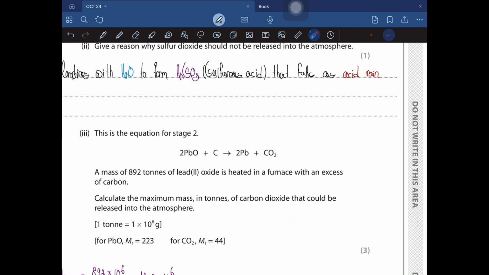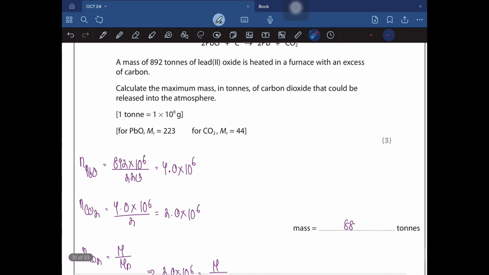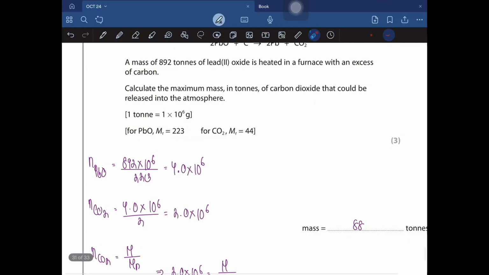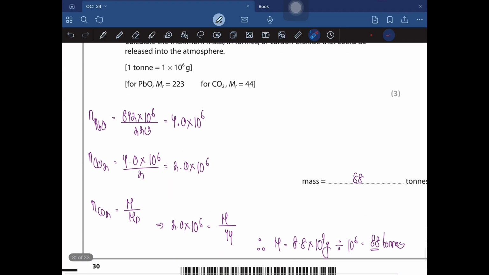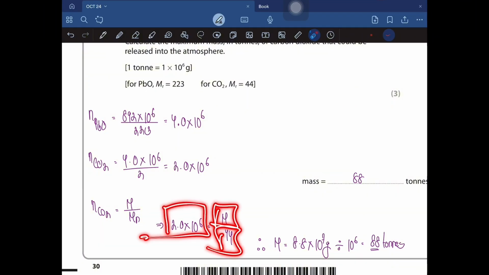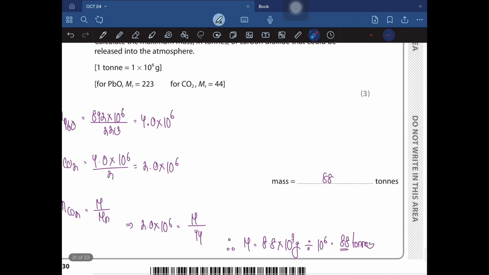So basically what I have done over here is divide by 2 to get the moles of carbon dioxide, and once I have the moles of carbon dioxide, I can easily find the mass. The mass is the number of moles times the Mr. The Mr of carbon dioxide is 44, and I have the moles of carbon dioxide, so the mass is going to be this. This is in grams.